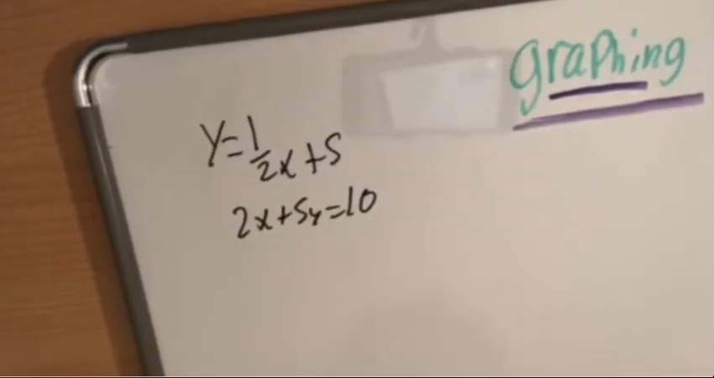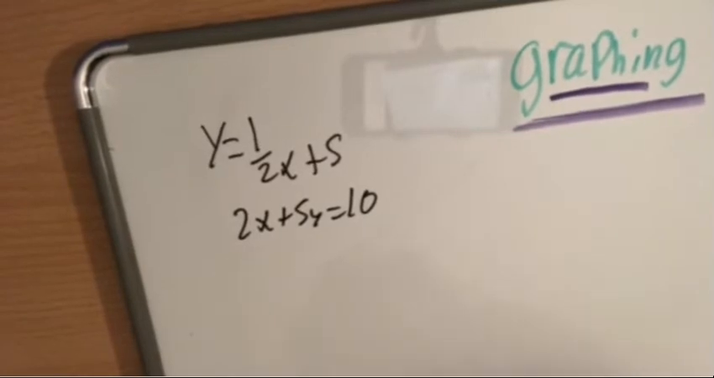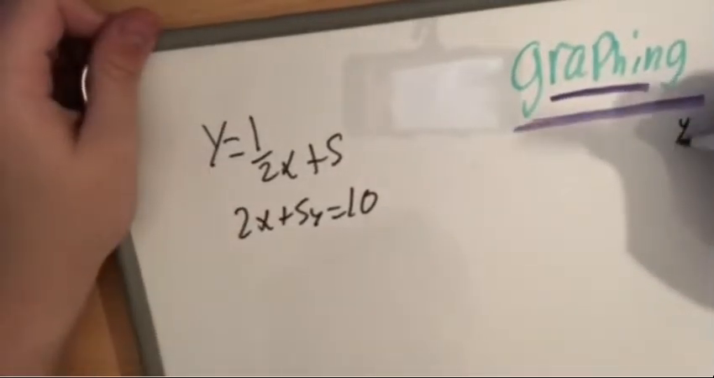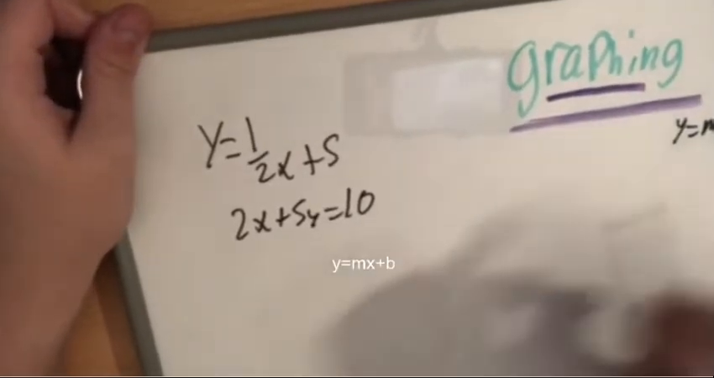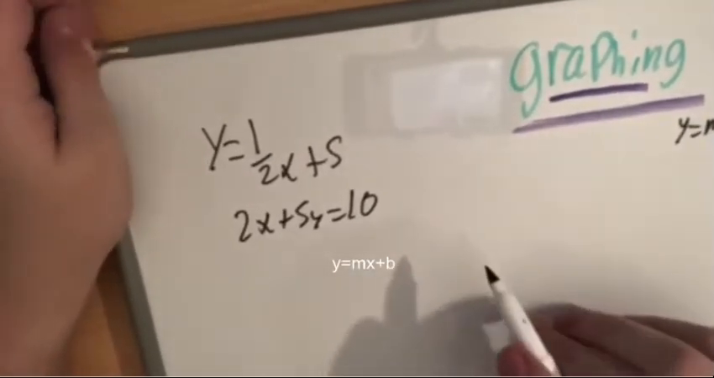Our first problem, system of equations, is graphing. The way to solve a graphing problem is you have to have it in the right formula. And the formula we use is y equals mx plus b. It has to be in this formula exactly in order for it to work.